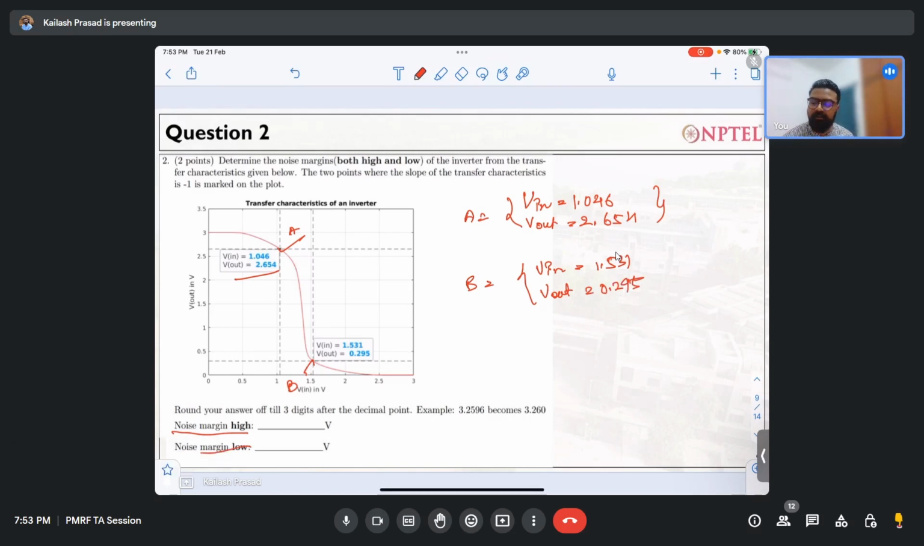Can anybody tell me the answer? What is the definition of noise margin high and noise margin low? What is NMH, noise margin high?